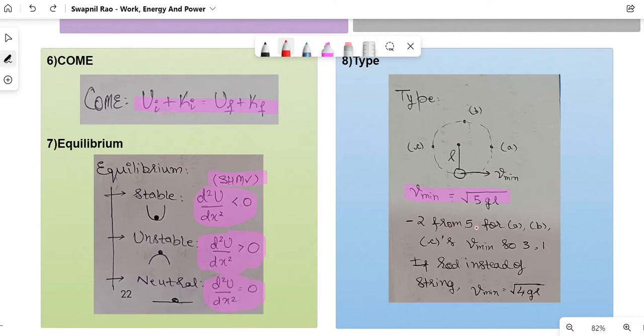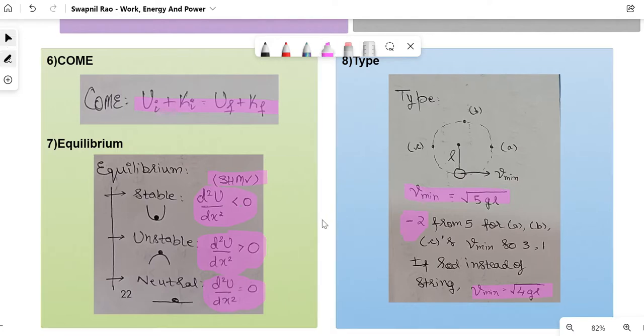So here, every time it goes to position A or B or C, you have to keep doing minus 2, which means at, let's say, A position, V minimum would be under root 3gL, because 5 minus 2 is 3, and at B position it will be under root gL, and so on. But make sure you don't add a negative sign. I've written minus 2, remember that, for position. And let's say if instead of a string they've given us a rod, then V minimum at the original point would be under root 4gL, not 5gL.